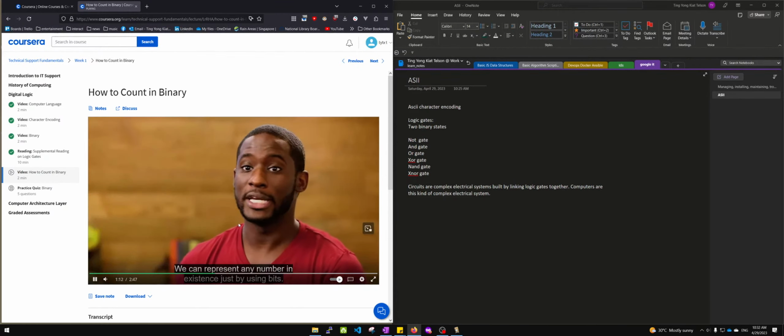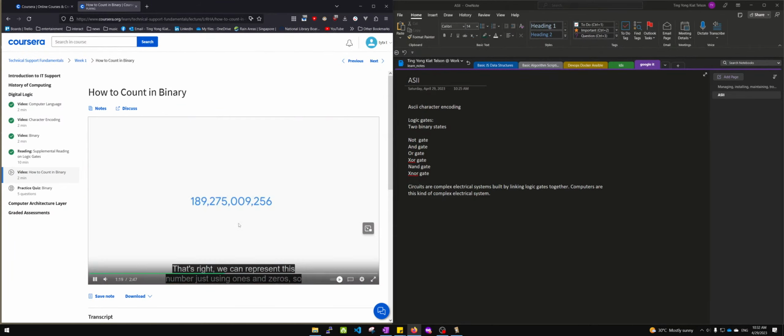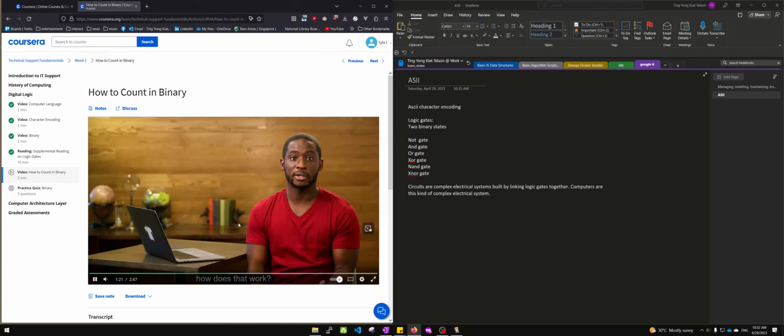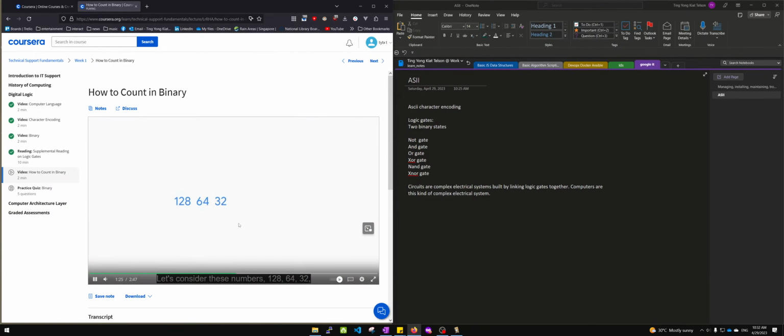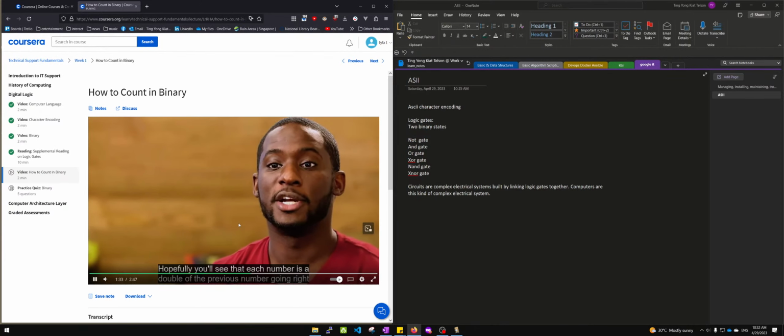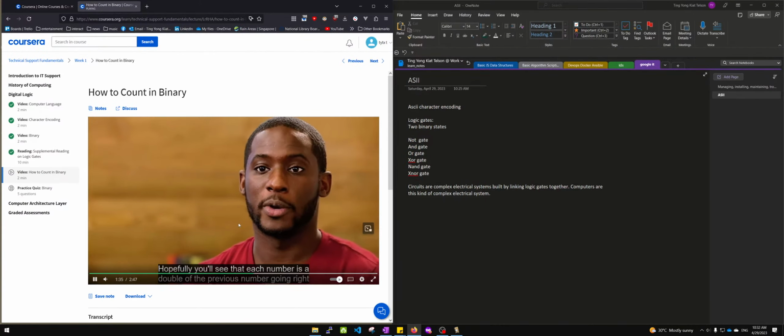We can represent any number in existence just by using bits. That's right, we can represent this number just using ones and zeros. So how does that work? Let's consider these numbers: 128, 64, 32, 16, 8, 4, 2, and 1. What patterns do you see? Hopefully you'll see that each number is a double of the previous number going right to left.